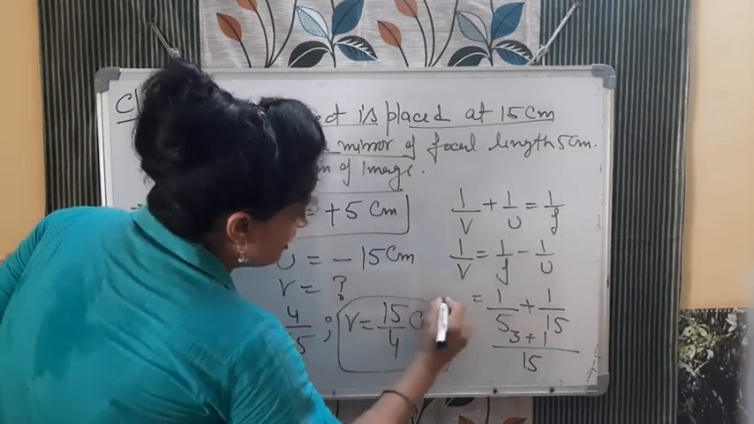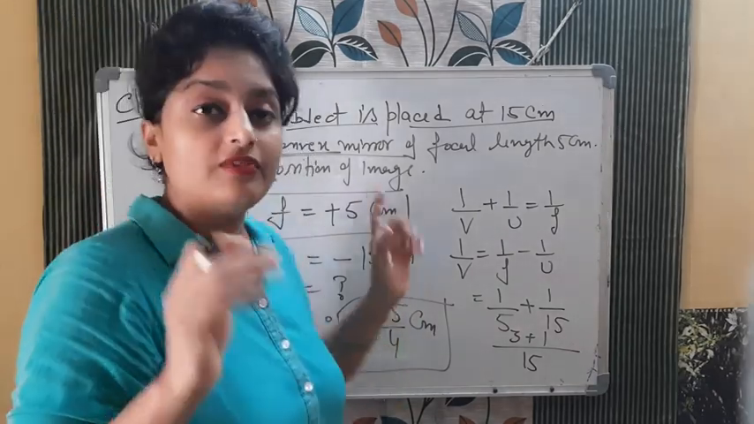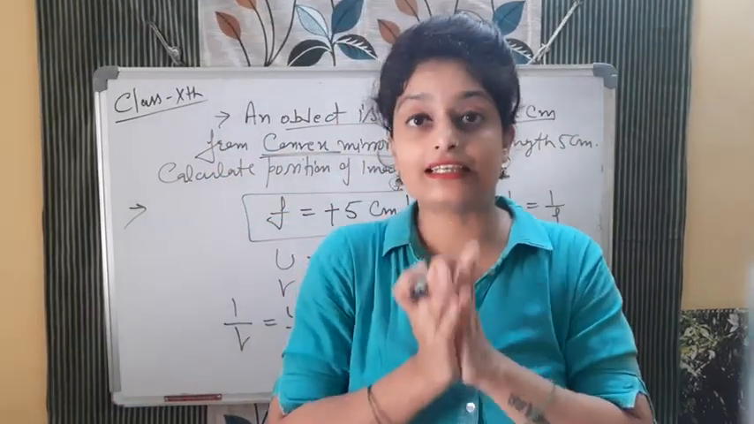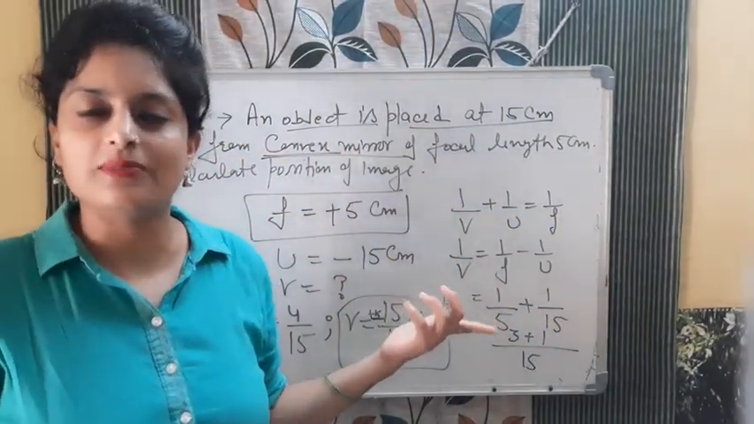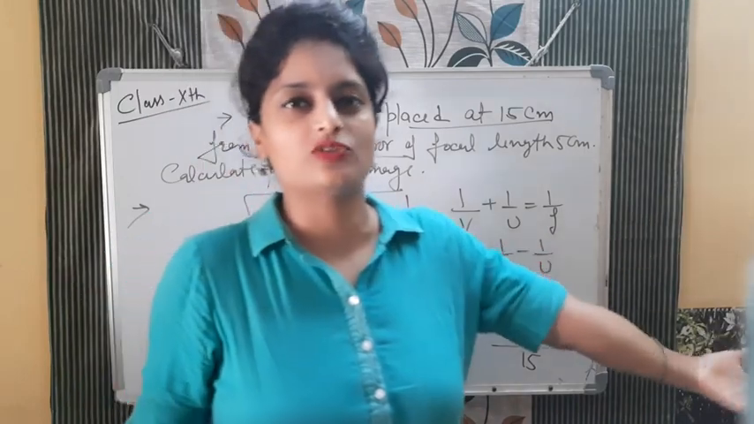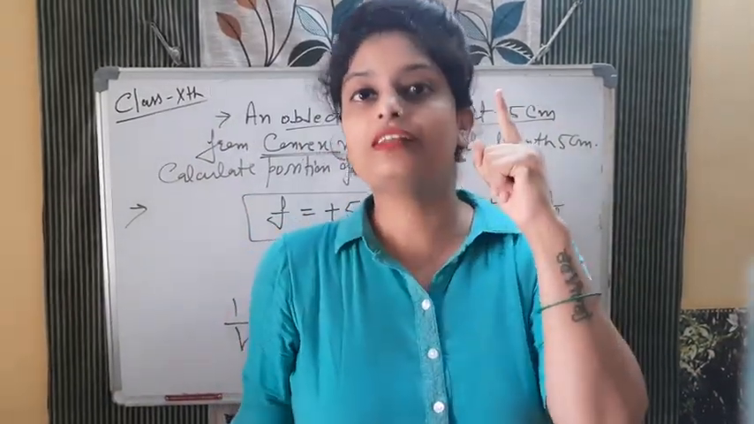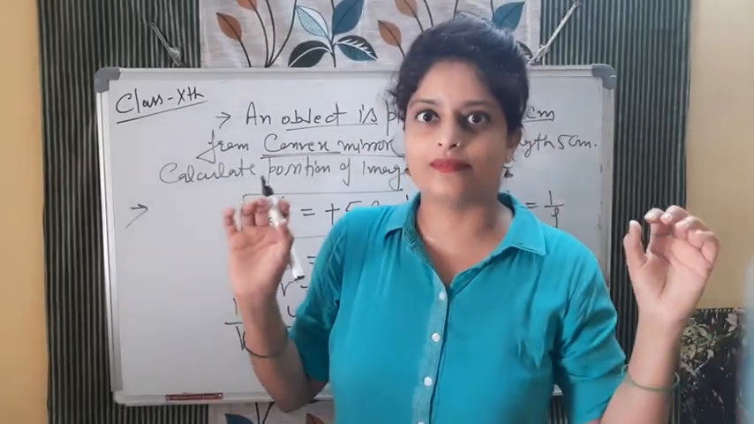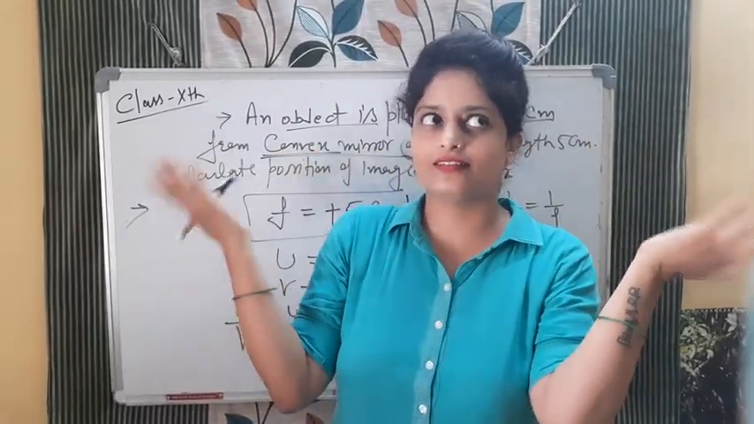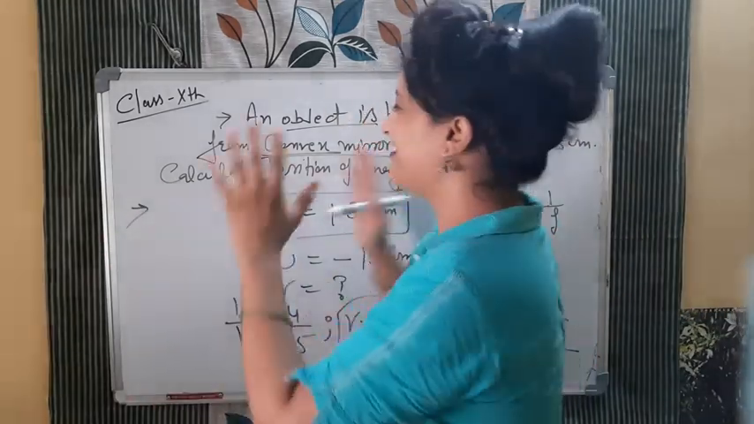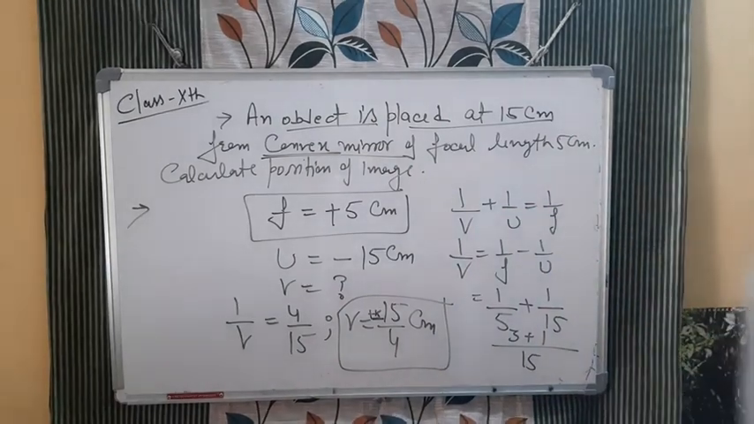So what is the value of V? Here it is positive, and the image distance is positive. It is a convex mirror, and in case of convex, what is it always? Virtual and erect. So it will be positive of course. So this was a very simple question. Now we will start with some interesting numericals, and we will see how to solve these questions. Okay, so let's check out the next question.